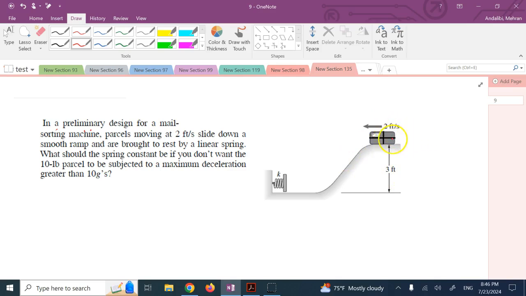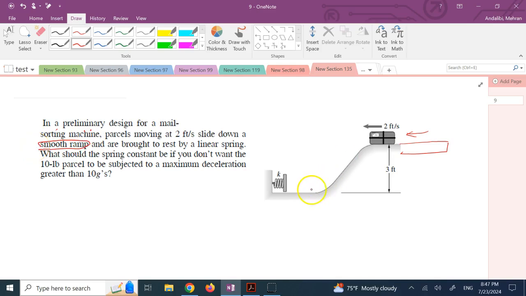Initially, when it reaches there, due to the speed of this conveyor system behind it, it has a speed of 2 feet per second. It slides down the ramp, and the ramp is smooth, so assume that the effect of friction on this ramp is minimal.